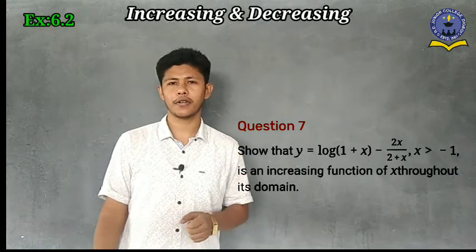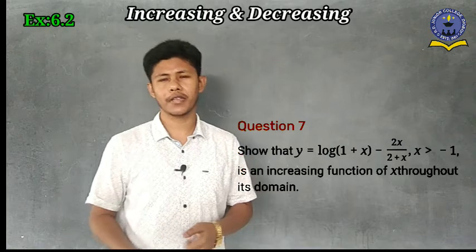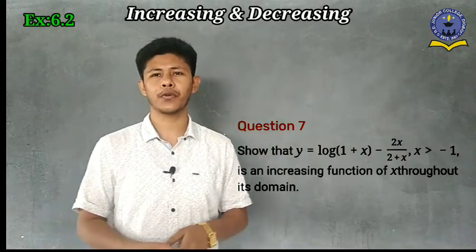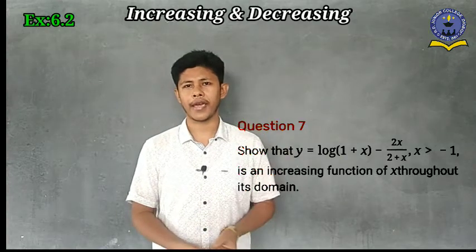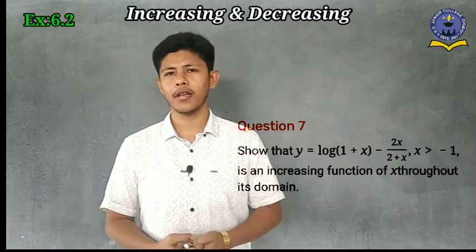So in this case, the method we already know. First of all, we differentiate the result, and then from there we find the value of x. Then if we put these x values, the critical points, on the number line, we can easily find the interval.